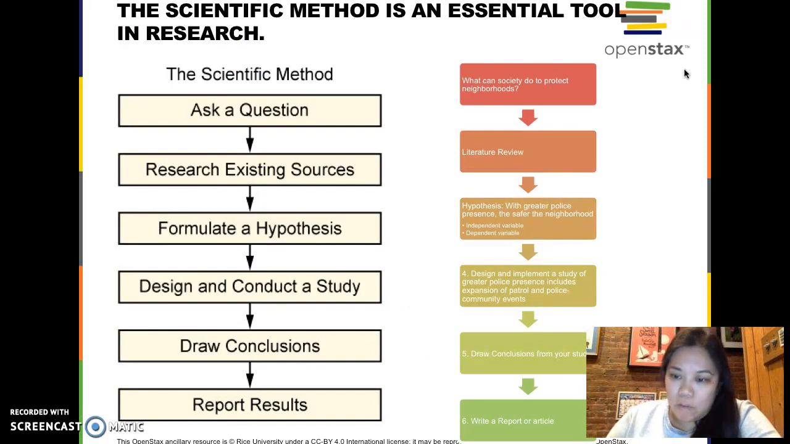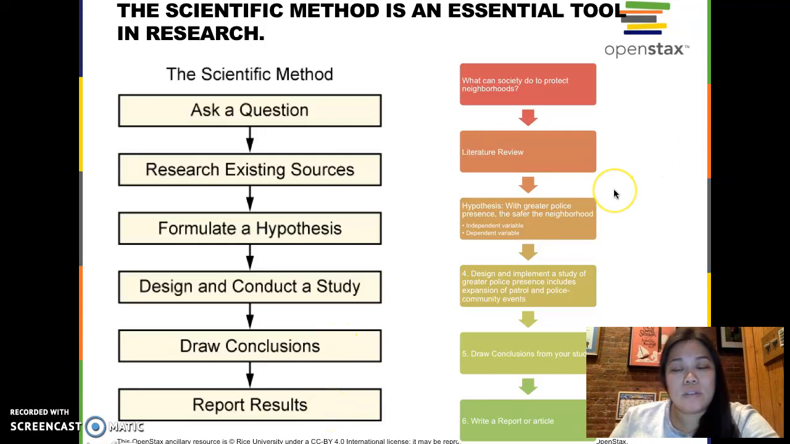So what is the scientific method? Some of you may remember this very dearly from high school, as I do. The scientific method basically has 6 parts. It starts with asking a question, researching existing sources, formulating a hypothesis or sort of a theory, designing and conducting a study, drawing conclusions from that, and then reporting results.